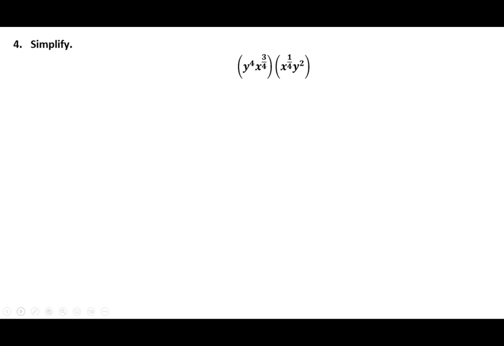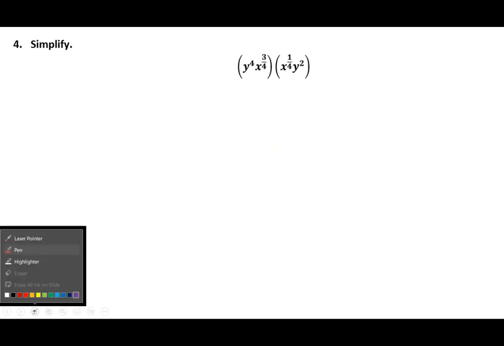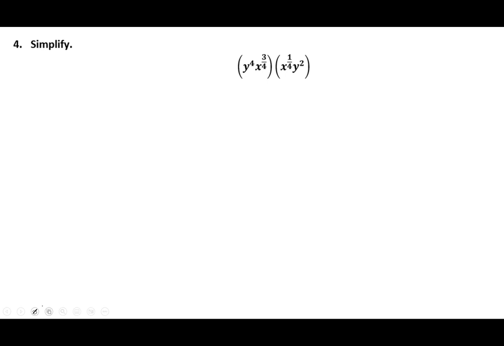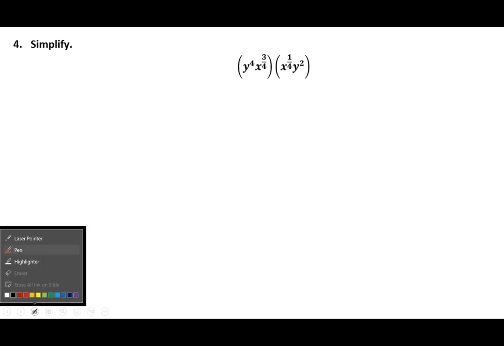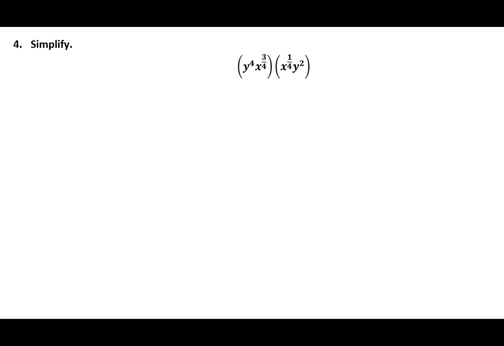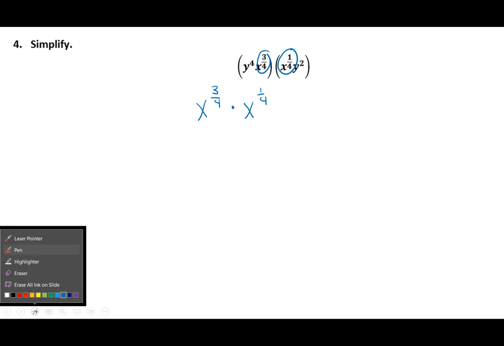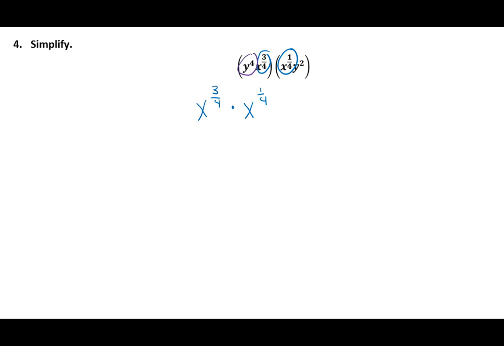So for this one, simplify. This is the same thing as number 2. First, we want to combine the same bases, so x to the 3 over 4 times x to the 1/4 and y to the 4 times y squared.